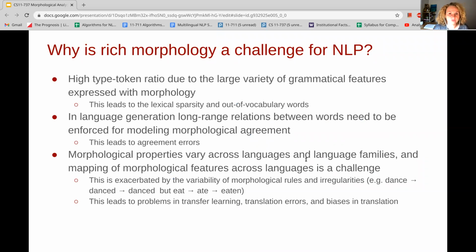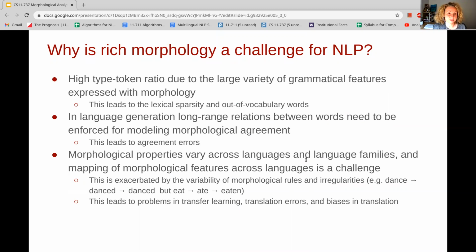Okay, so due to morphological complexity and the diversity of languages, there are several challenges in processing morphologically rich languages. First is related to high lexical sparsity due to the variability of morphological forms. This leads to sparse statistics. Many forms of words appear only once or few times, even in very large corpora. And there are many plausible word forms that do not appear at all. These are called out of vocabulary words, or OOVs.